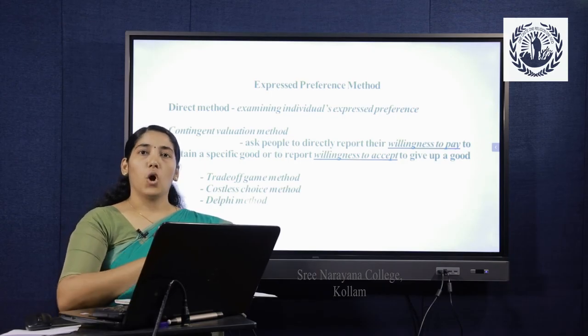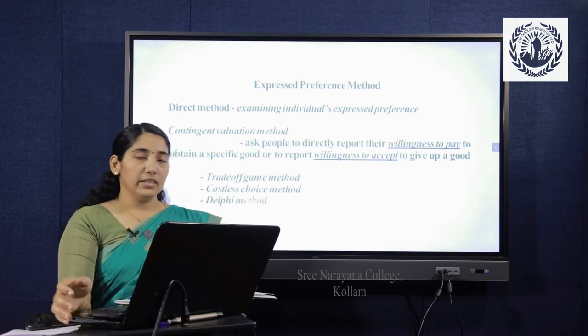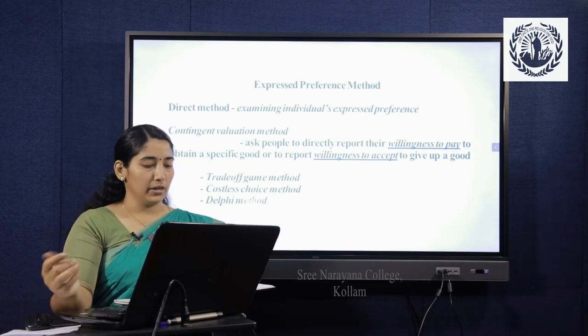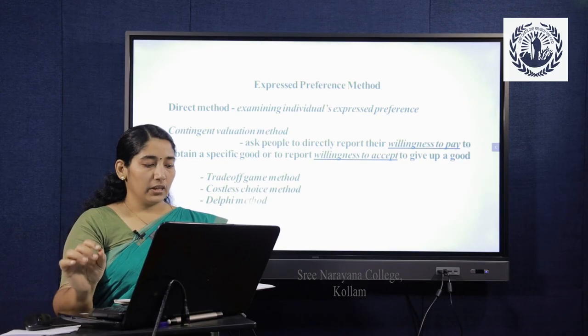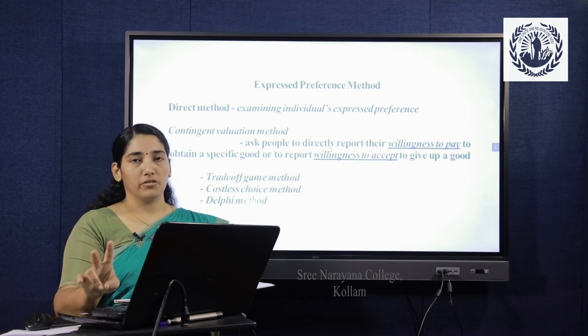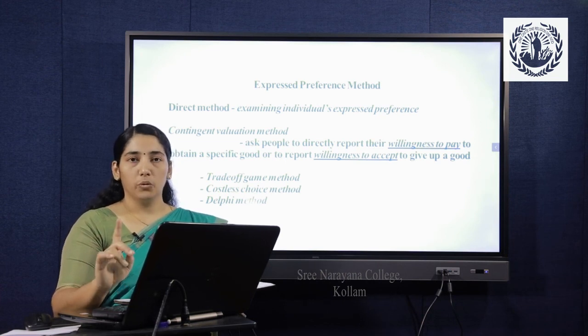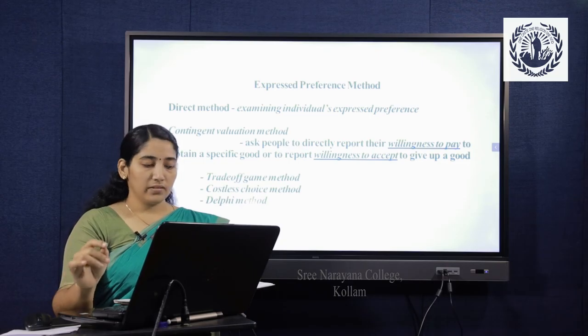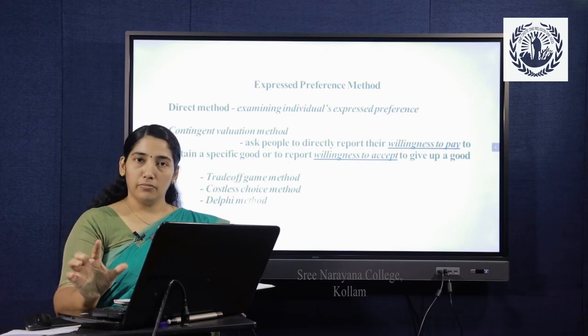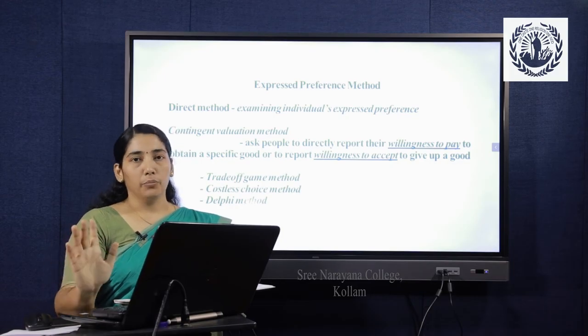Then comes the costless choice method. This method is also a survey-based method, which is a type of contingent valuation method. Here, the individuals are asked to choose between two alternative choices. He has to select any one option. The choice is costless. The individual is asked to choose between a sum of money and an improved environmental quality.